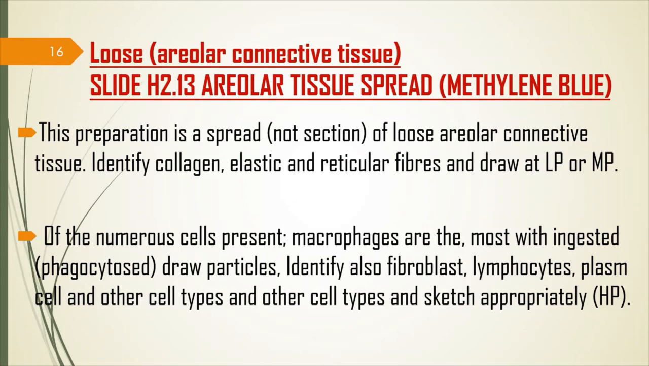Let's move on to loose areolar connective tissue, which is slide H2.13. Loose areolar connective tissue is found beneath the skin, usually in the hypodermis of the skin, which is also known as the subcutaneous layer. It is also found beneath the epithelium of the ileum, and beneath any epithelium. Now you're supposed to look at it at low power and high power.